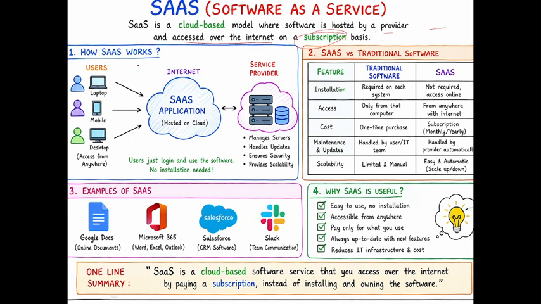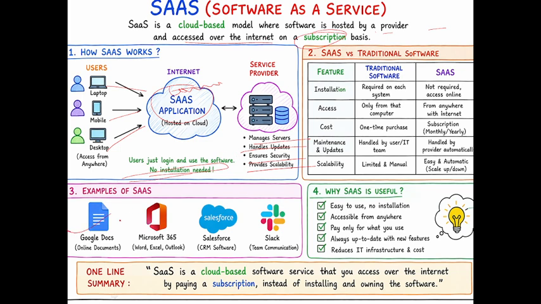How does SaaS work? This is a SaaS application, such as Commvault, hosted on the cloud. There is a user on mobile or desktop, and the service provider manages servers, handles updates, ensures security, and provides scalability. The user just logs in and uses the software. No installation is needed, that's a key point. You can tell your interviewer that we don't need to install any agent or anything. You just log in and use the software.